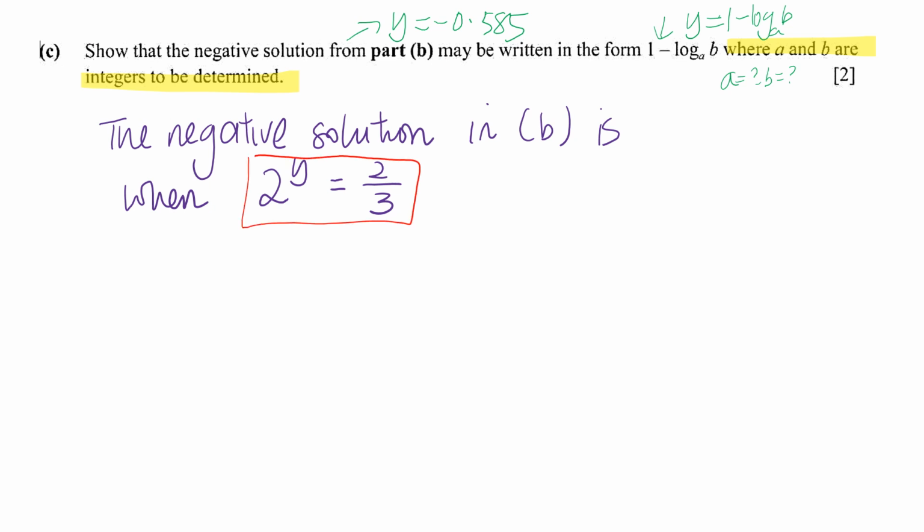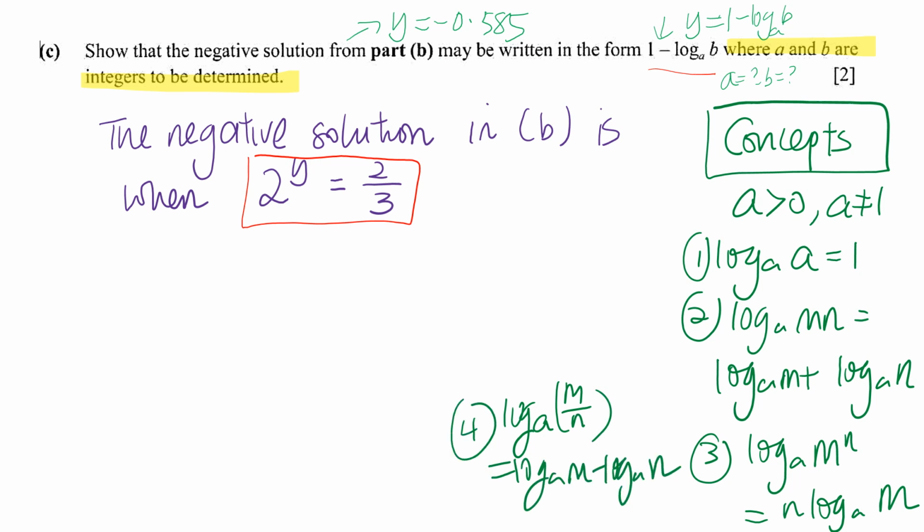And since the answer has to be expressed as something minus log, it means that we will be using the logarithmic laws that we have learned. So what are they? Right. For any log to be defined, of course, a must be more than 0, and a cannot be 1. Okay, this is a very useful one to remember. Like log 10 base 10 is 1, log 2 base 2 is 1. This one is the product law, the power law, and of course your quotient law.